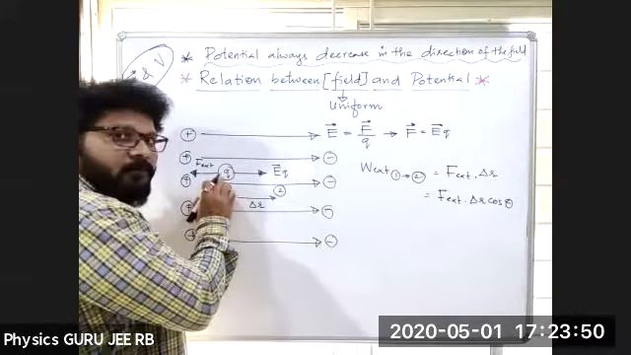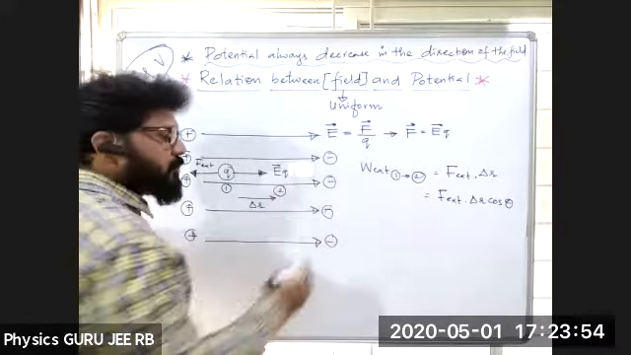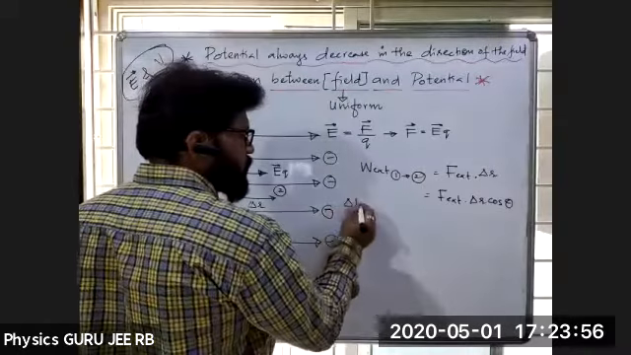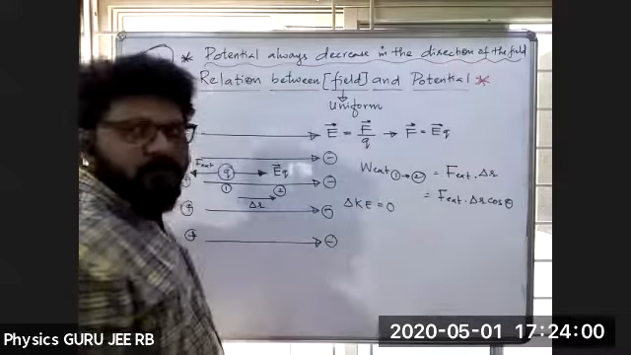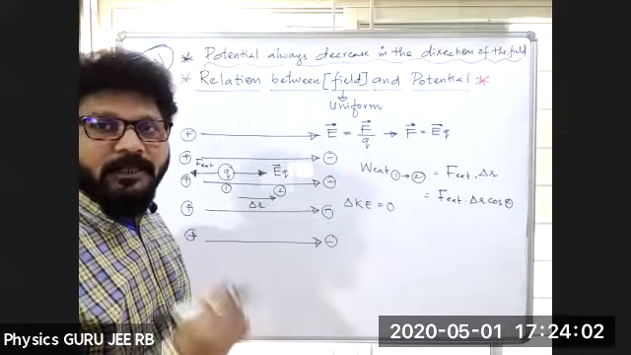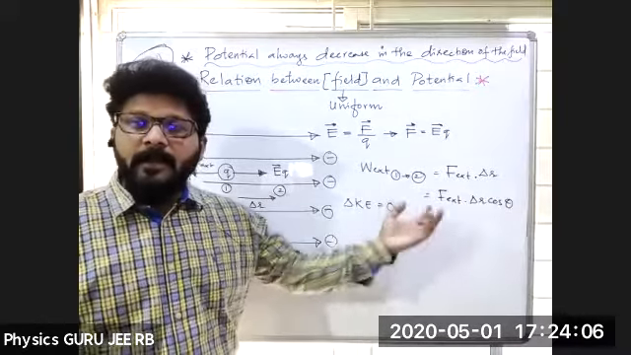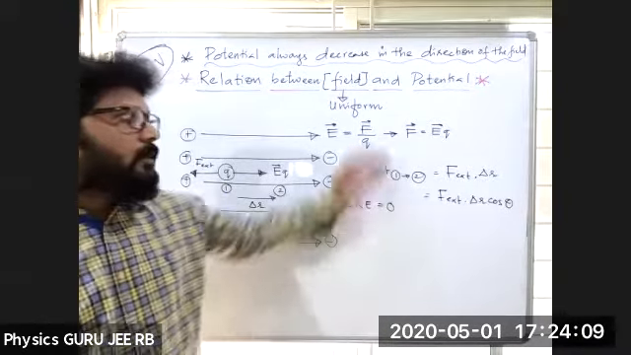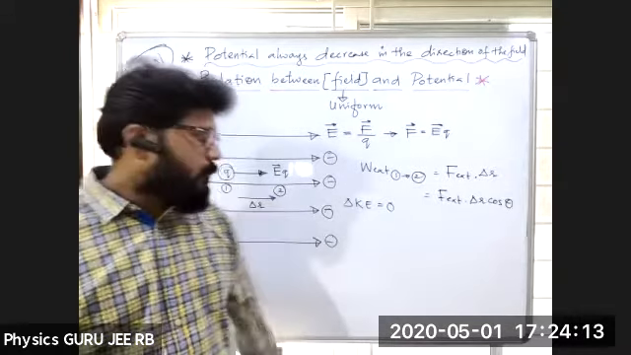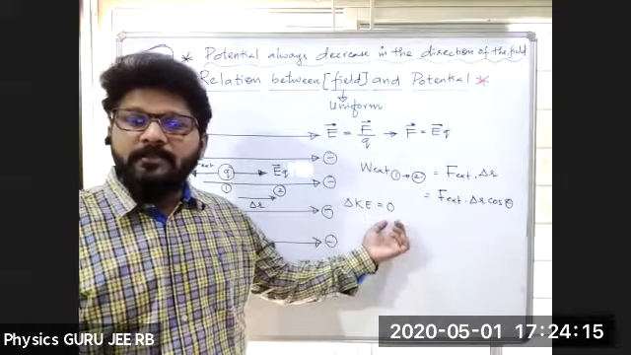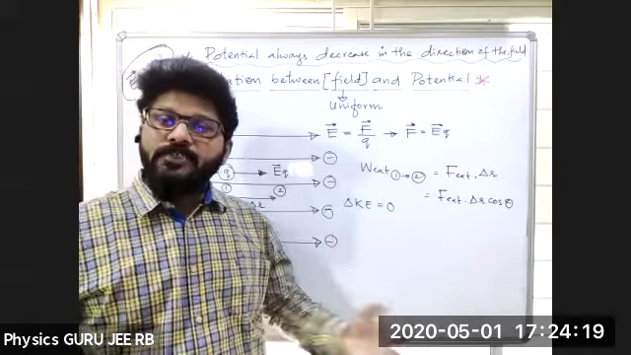So we have to apply it very slowly. The condition is there should not be any change in kinetic energy. So change in kinetic energy should be equal to zero. Same thing, whatever we applied during calculation of electric potential. When we solve electric potential, delta K should be equal to zero. That means initial and final kinetic energy should be equal.